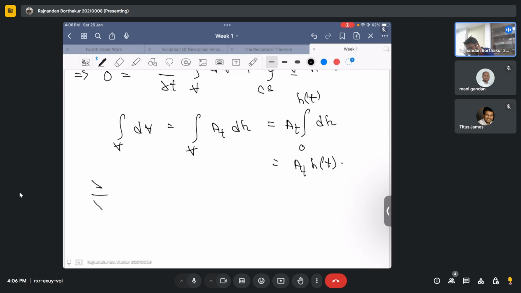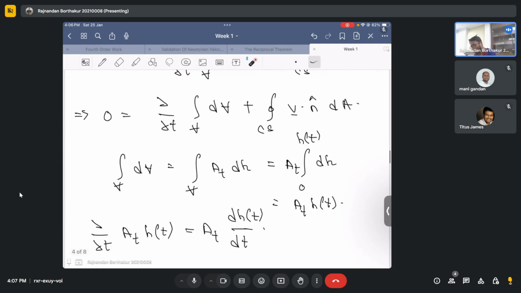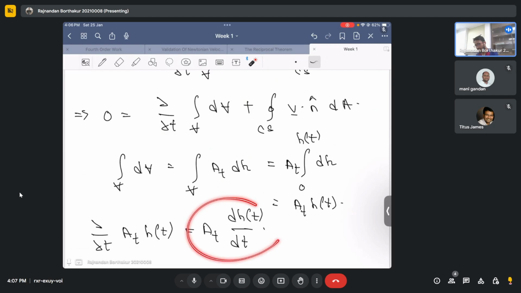to del t of A_t h of t, and since the area of the tank is a constant, it is not changing with time, I can simply write it as A_t times dh of t by dt, which means the partial derivative with respect to time simply gets transformed to an ordinary derivative dh/dt. That is only because the height of water is just a function of time, it is not a function of space. I hope you are clear on why this simple term boils down to just this term, and how we got this step from this point.